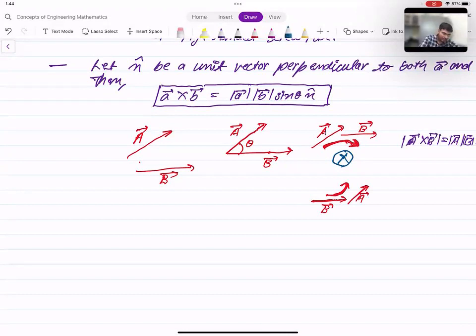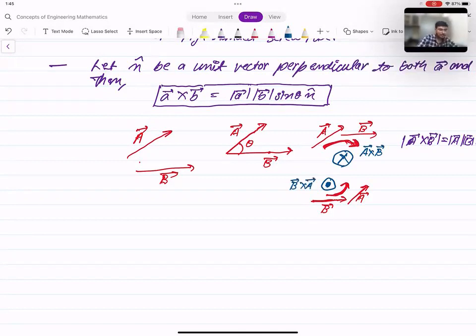If we curl the fingers of the right hand like this, the thumb will point out of this screen, or out from the plane of the paper. So our thumb is coming out. This was for A cross B, and this is for B cross A.